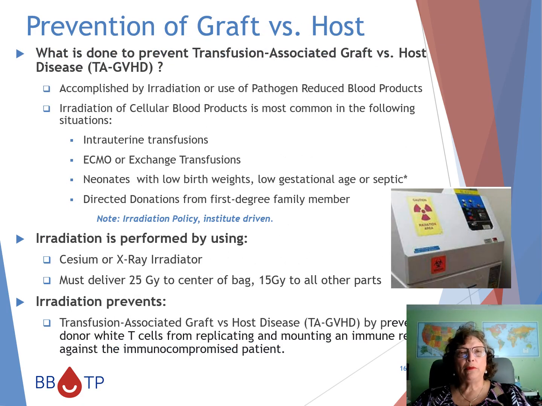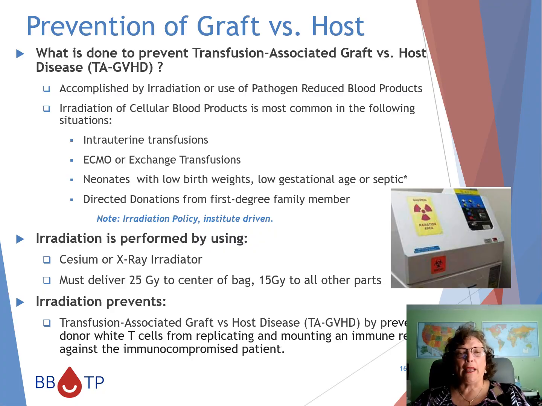So when we look at preventing graft versus host disease, it can be accomplished by irradiating the blood product or using pathogen-reduced blood products. Pathogen-reduced blood products is the newest item out on the field. It is not commonly used in a pediatric and neonate situation, so it's not used in this patient population. Irradiation is the more common way of doing this.